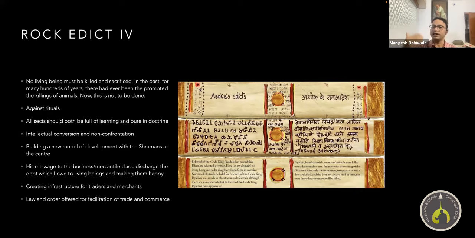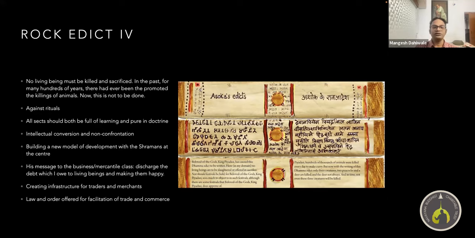He supported the mercantile class. He built the roads. He encouraged the building of the stupas and warehouses and whatnot. And he had a very important message for the merchants, because they were the prominent communities that supported Buddhism, and their guilds, their corporations, were so important for the spread of Buddhism, as we are going to look at in the next coming talk.